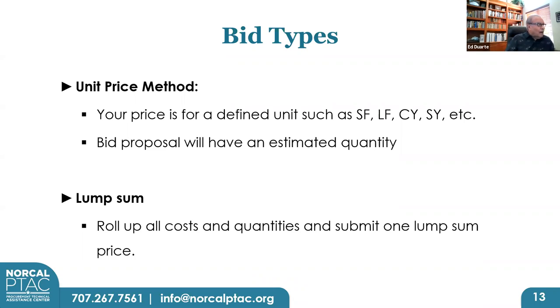The other one at the top, the unit price method, this is what agencies like Caltrans, your county road offices, BART, Bay Area Rapid Transit, use. They will have a list of bid items and estimated quantities with defined units, square foot, lineal foot, cubic yard, square yard, et cetera. And that bid proposal will have an estimated quantity, except where the engineer is not comfortable in doing it. And then they'll simply say lump sum, a quantity of one, because it's a lump sum. That's the one we're going to talk about today. Next.